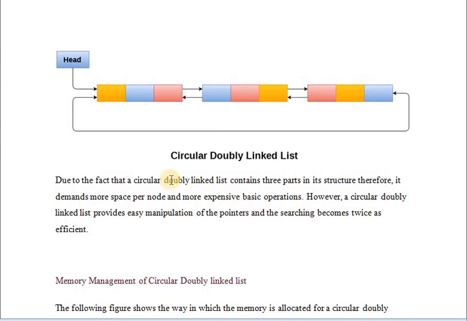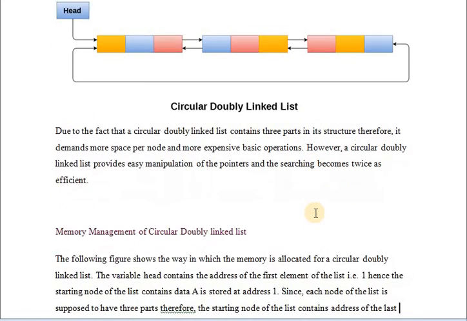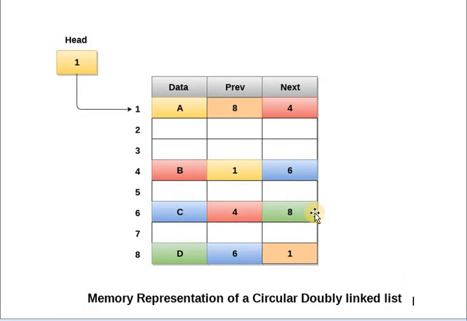Due to the fact that a circular doubly linked list contains three parts in a structure, it demands more space per node and more expensive basic operations. However, a circular doubly linked list provides easy manipulation of pointers, and the searching becomes twice as efficient because it points to both addresses. It contains the address of the neighboring node. So see here, we will see the memory management.